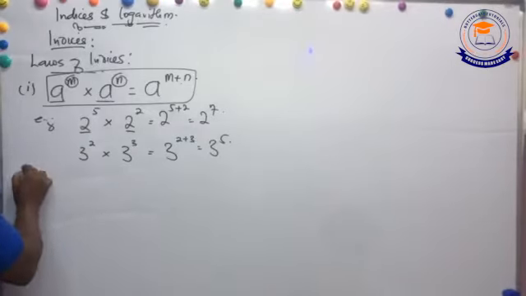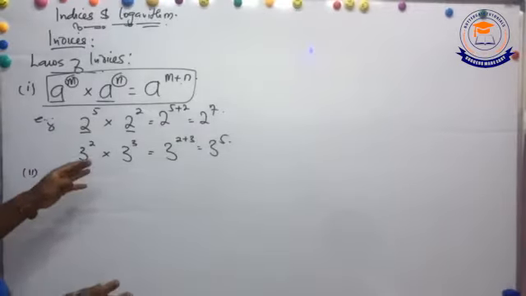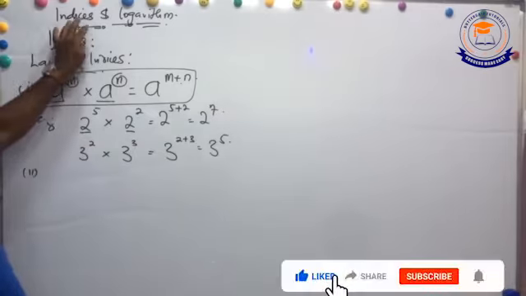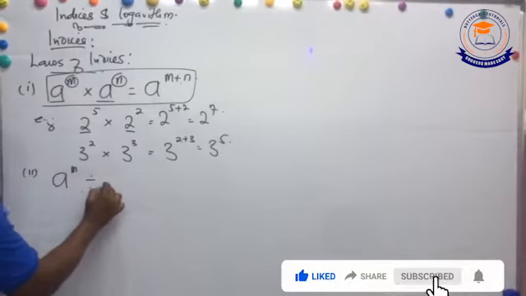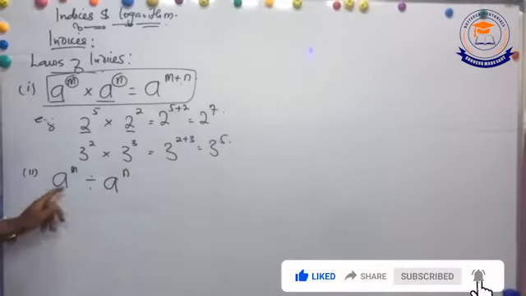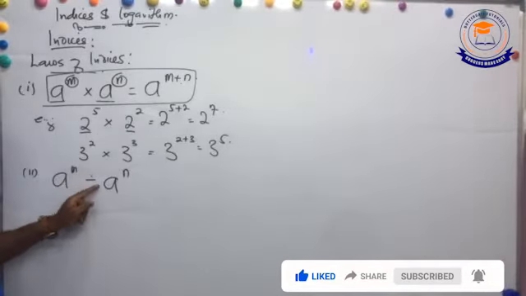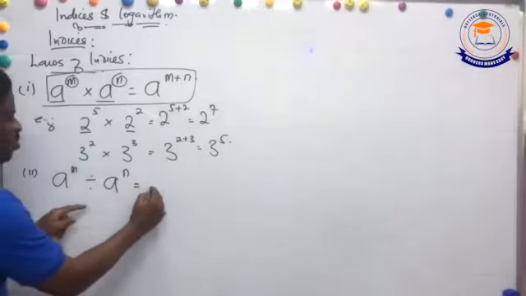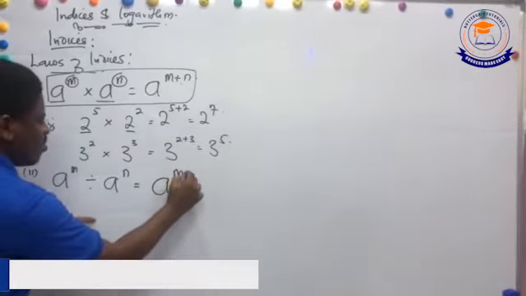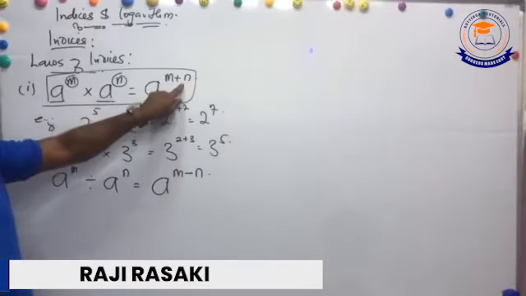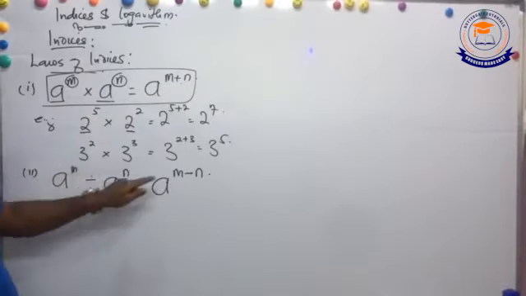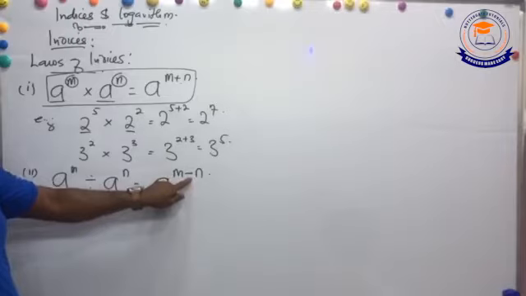And the second law of indices, because we are still treating indices, says that a raised to the power of m divided by a raised to the power of n is a raised to the power of m minus n. When you are multiplying, you add. When you are dividing, you subtract.